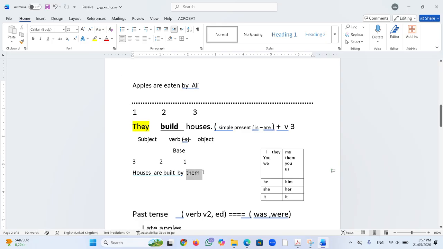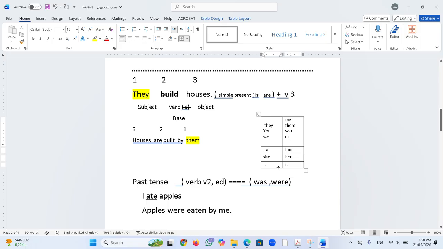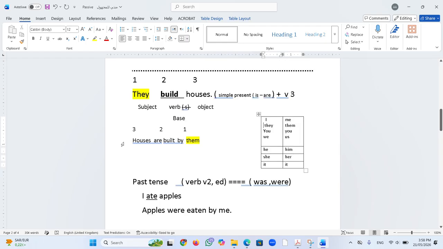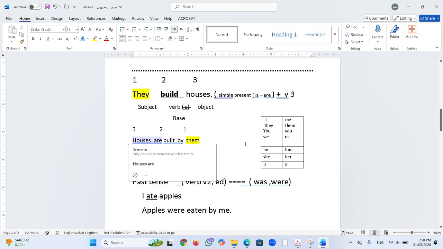The subject pronoun is changed to object pronoun. Take it. I is changed to me. They is changed to them. You is kept you. We, us. He, him. She, her. And it is it, without any change. Okay? Now, if the verb is changed to verb 3, we add are because houses is a plural.